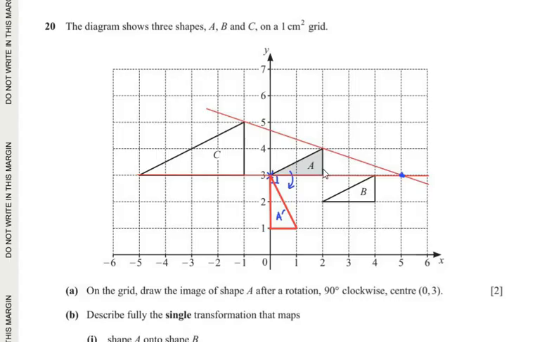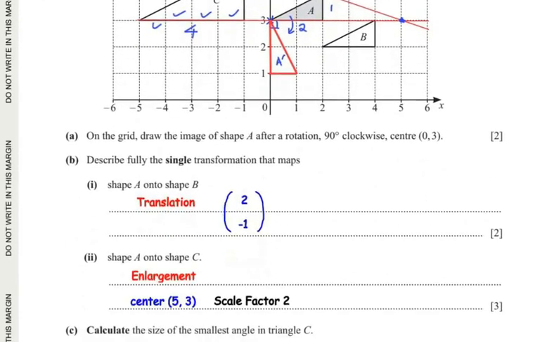now if we consider shape A, this vertical height is 1 unit and this vertical height is 2 units from shape C. Now this horizontal length is of 2 units length and this is going to be 4 units length because we can see 1, 2, 3, 4. Now since we can see that the lengths have been doubled in shape C as compared to shape A, the scale factor is going to be 2. So let us write here, it is an enlargement with center (5, 3) and scale factor 2.